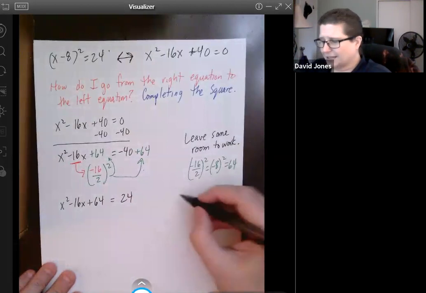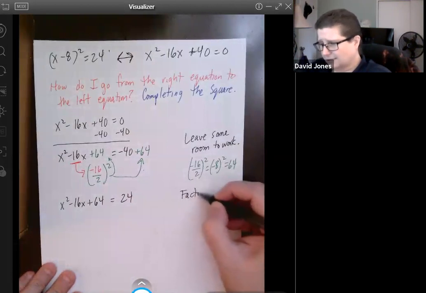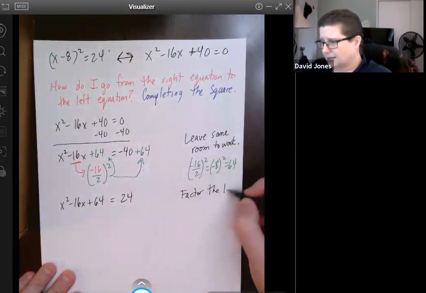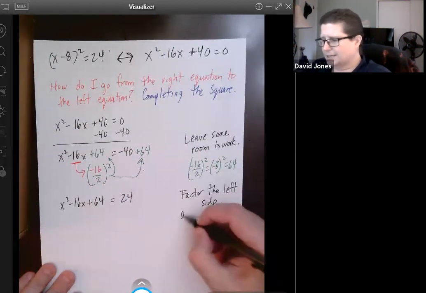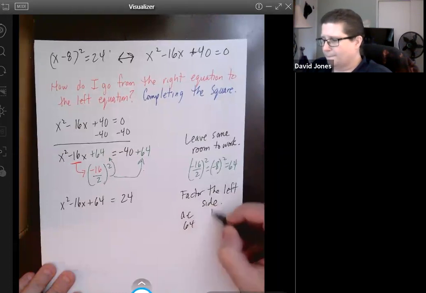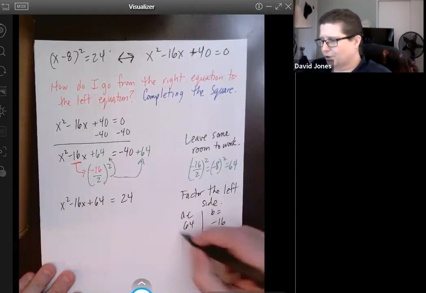If you factor the left side, it has to multiply to a times c, which is 64, and b is negative 16. You're going to find the only ones that work are negative 8 and negative 8.